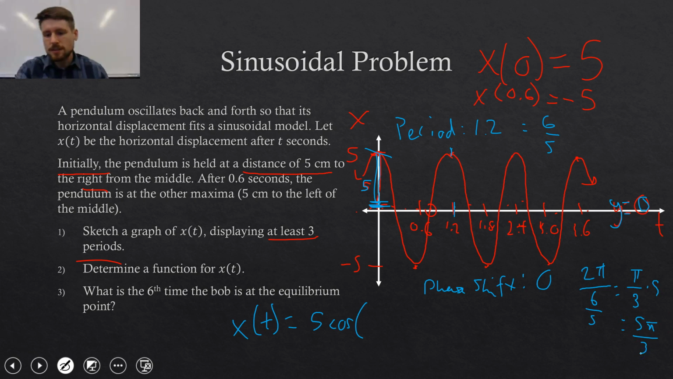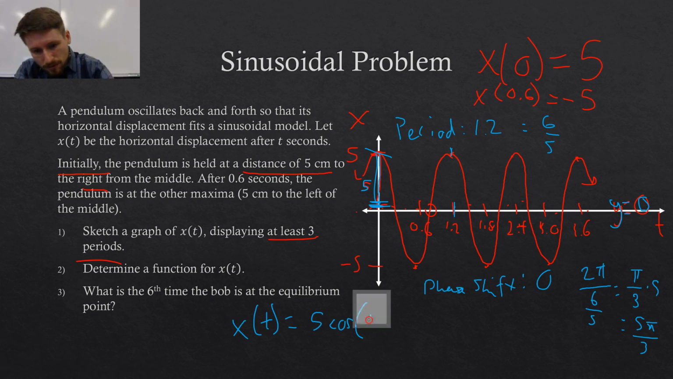Okay, because 2/6 is 1/3, and divide by 6/5, you multiply by 5 over 6. So that gets 5 pi over 3. So here's 5 pi over 3.